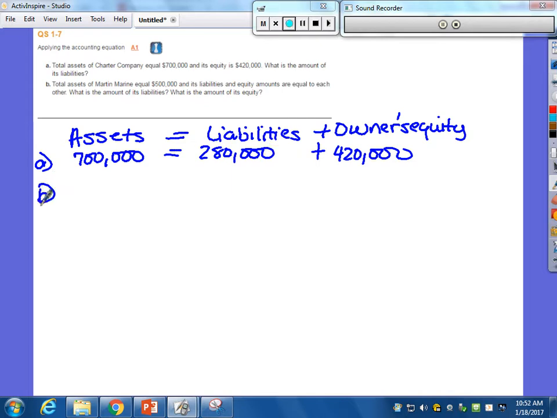Letter B. Total assets of Martin Marine equal 500,000 and its liabilities and equity amounts are equal to each other. What is the amount of its liabilities and what is the amount of its equity? So it said that their assets were 500,000, and that is clear cut that if both of these are equal to each other, that means that they are how much each? 250,000. Very good. Good on this? Yes. Okay.